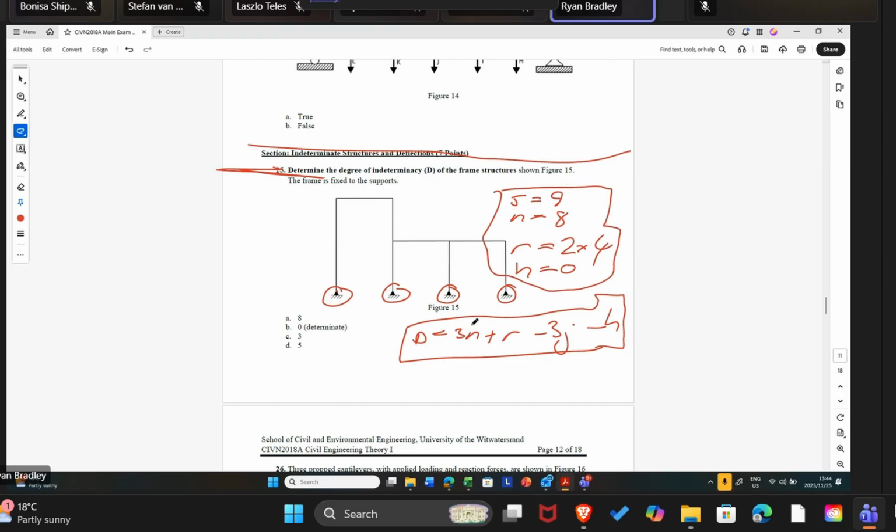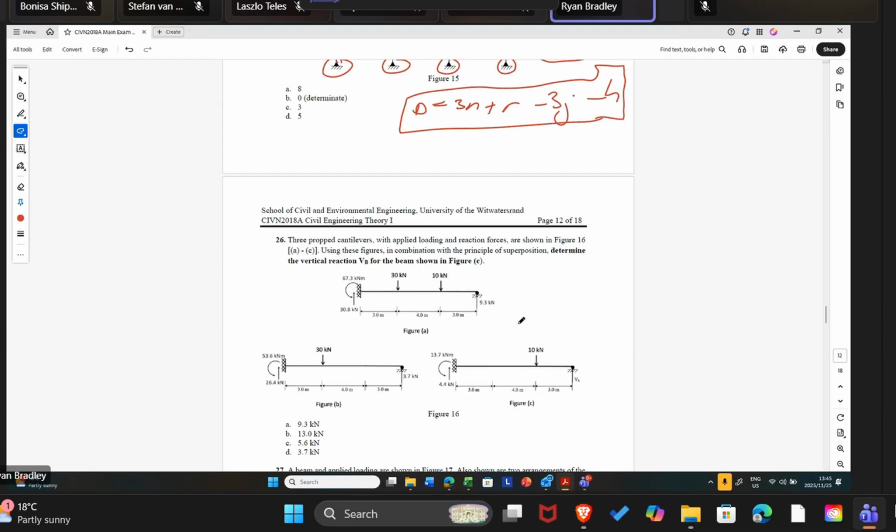Okay, so really here it's just applying the equation. If this value comes out as 0, it just tells us that the structure is not indeterminate. If D equals 0, the structure is determinate, and we can solve that structure using equilibrium.